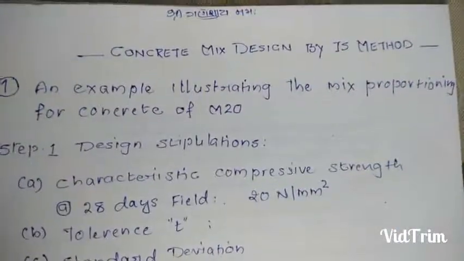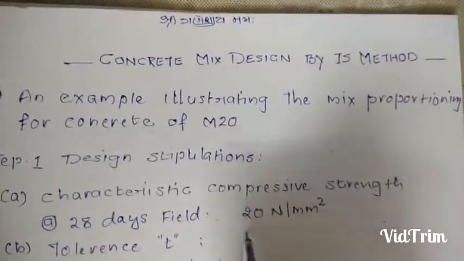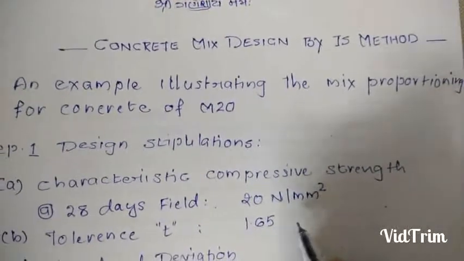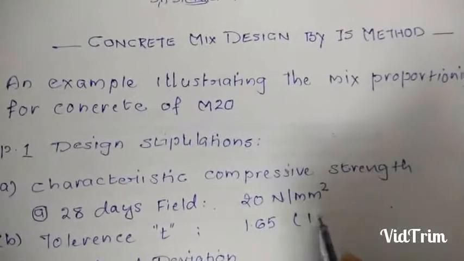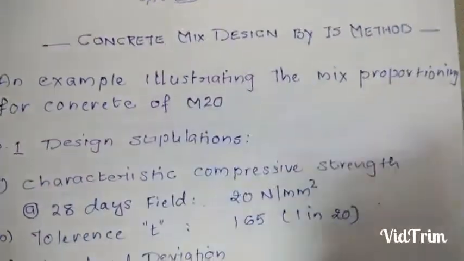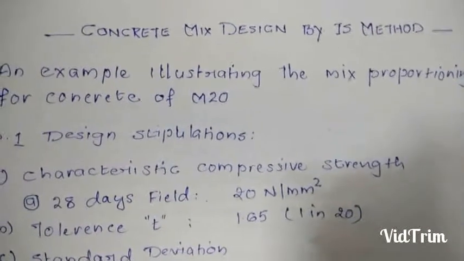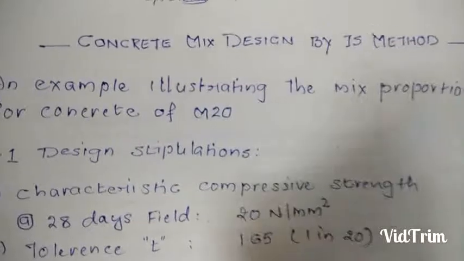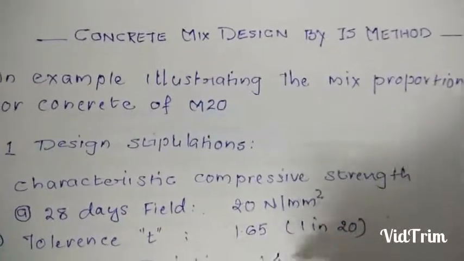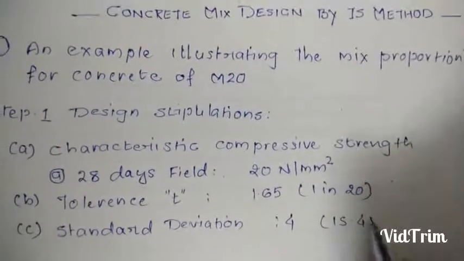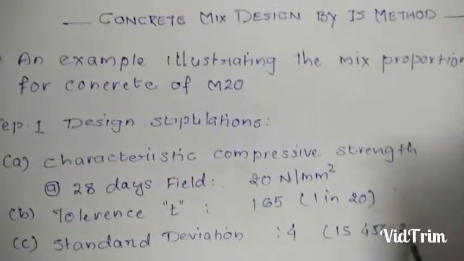Tolerance we consider 1.65. Generally we take 1.65 for 1 in 20, right? And standard deviation, let's consider 4, as per IS 456:2000.